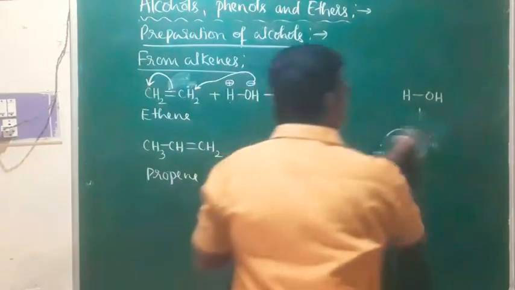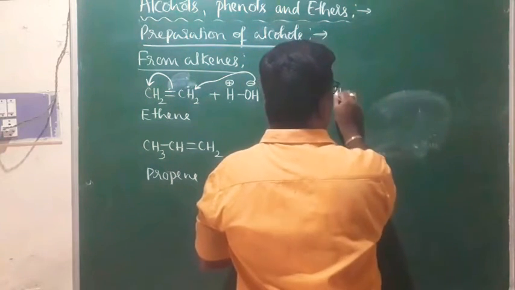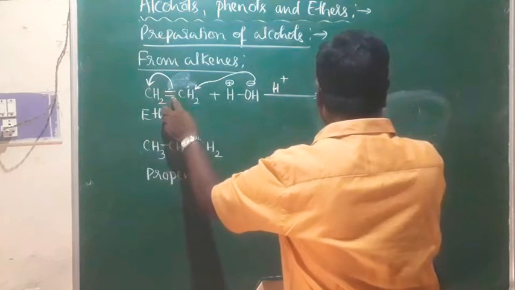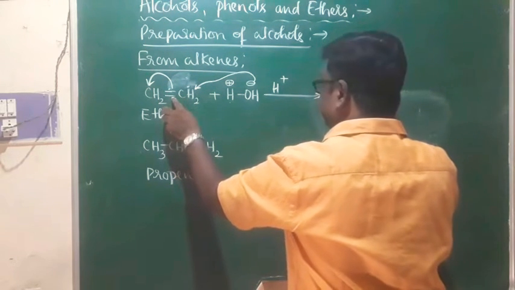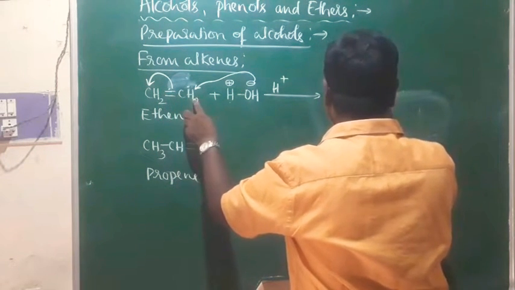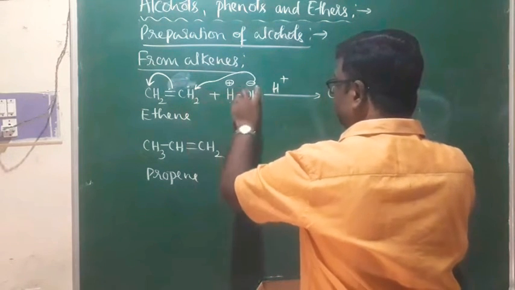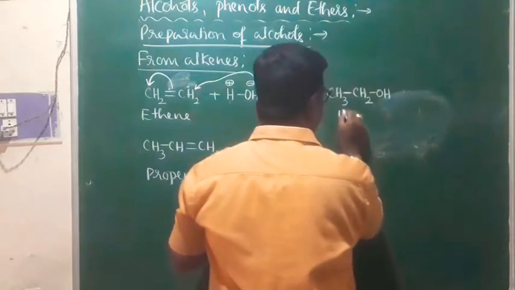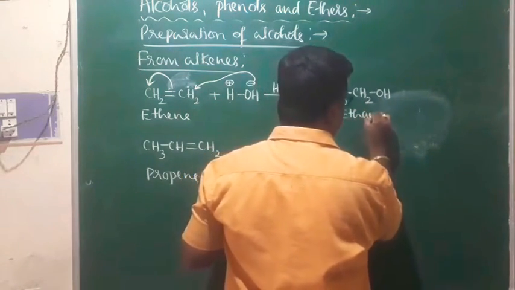Then you are going to get one of the products, that is CH3, H plus CH3. The double bond is converted to a single bond, that is an addition reaction, that is CH3 single bond CH2, then OH will be connected to this, and it is what we call ethanol. This is what we call ethanol, right?